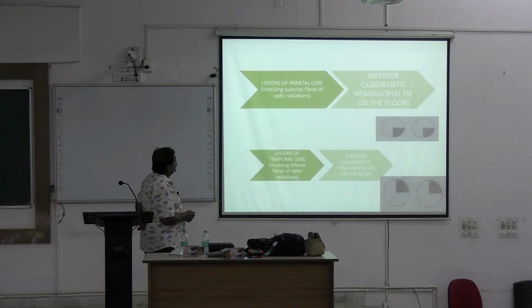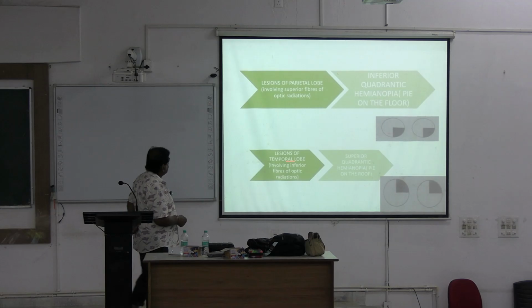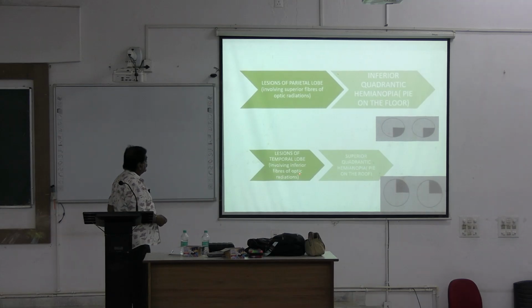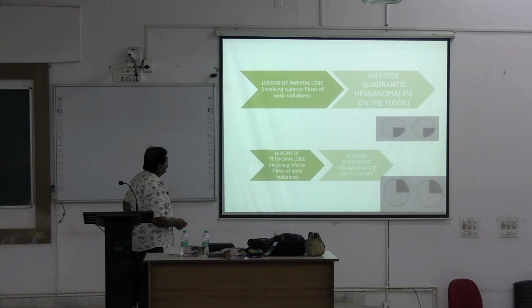Inferior quadrantic hemianopia, pie on the floor: lesions of the temporal lobe involving inferior fibers of the optic radiation. Superior quadrantic hemianopia, pie in the sky.